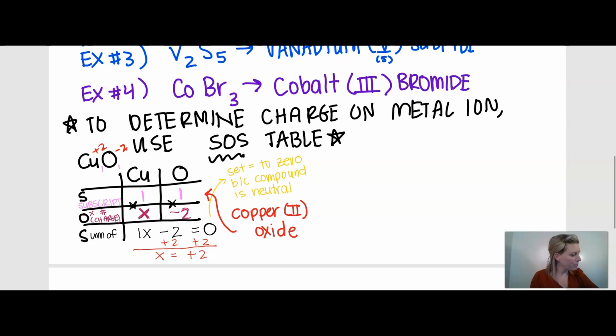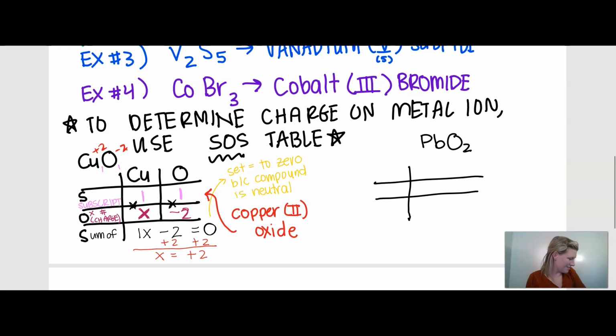Let's do another practice problem. Okay, so let's go ahead and draw out an SOS table again. I'm going to put it up a little bit higher this time. Actually, our substance that we're going to do it for is PbO2. Okay, we have SOS. We have a Pb and we have an O. So again, first S stands for subscript. So let's go ahead and fill those in. Our subscript for Pb is a 1. Our subscript for O is a 2.